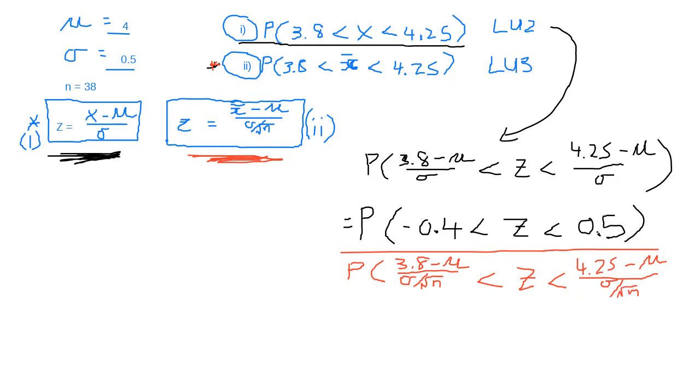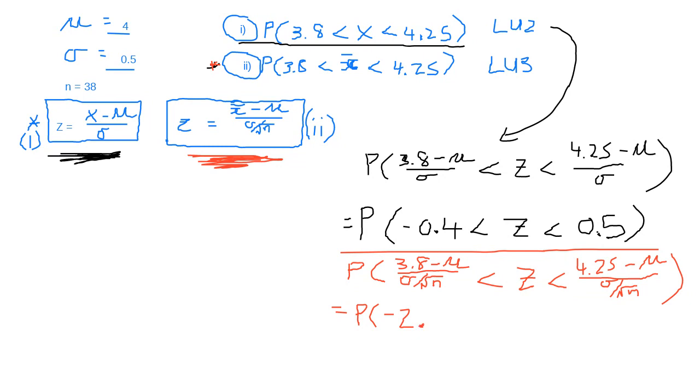I'm using this equation now because we're dealing with x bar. If you enter those values in your calculator, we know n is 38, that's the sample size. Sigma is still the same, it's 0.5, and your mu is 4. I'll do this one for you, but if you want to, you can give it a bash. If you plug all those values in, the left-hand side becomes minus 2.5.